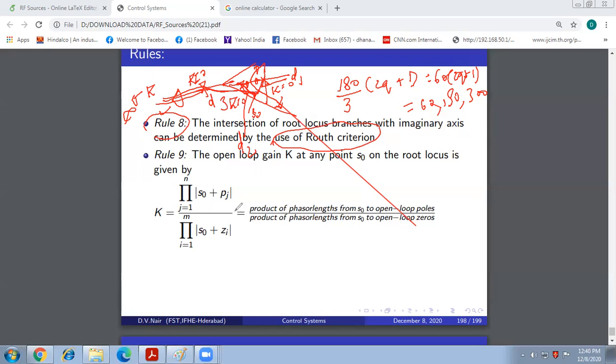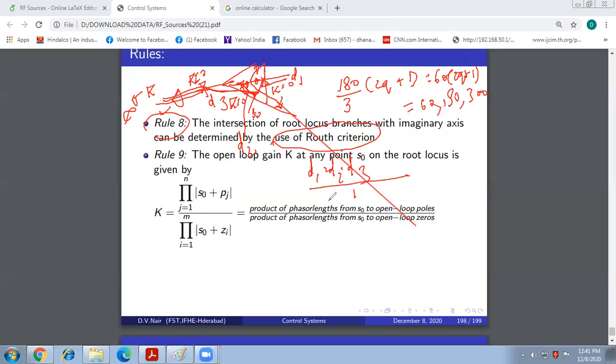So I would have k as the product of phasor lengths from open loop poles to s naught, so d1 into d2 into d3, divided by the product of phasor lengths from s naught to open loop zeros. In this case, there are no zeros, so it will be only 1, right? So I can find gain k at any point on the root locus by finding the phasor lengths of the respective open loop poles from the point s naught, and then taking the product of those phasor lengths, right?